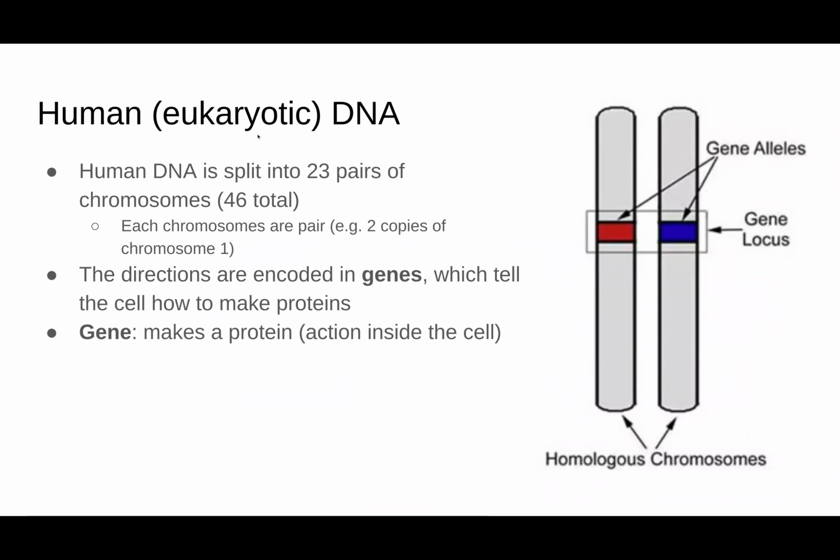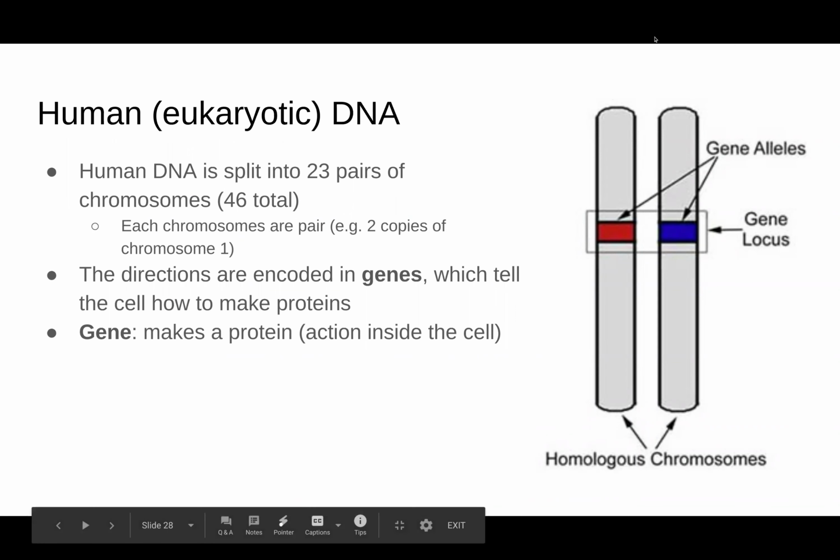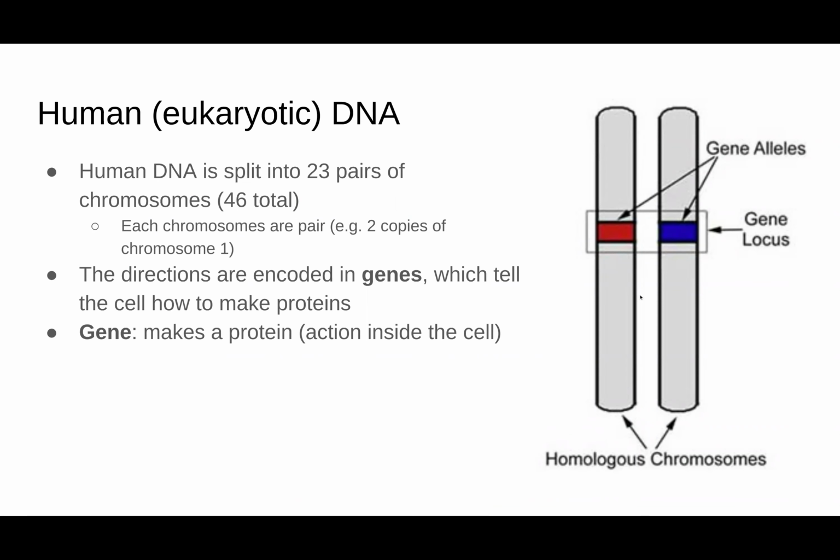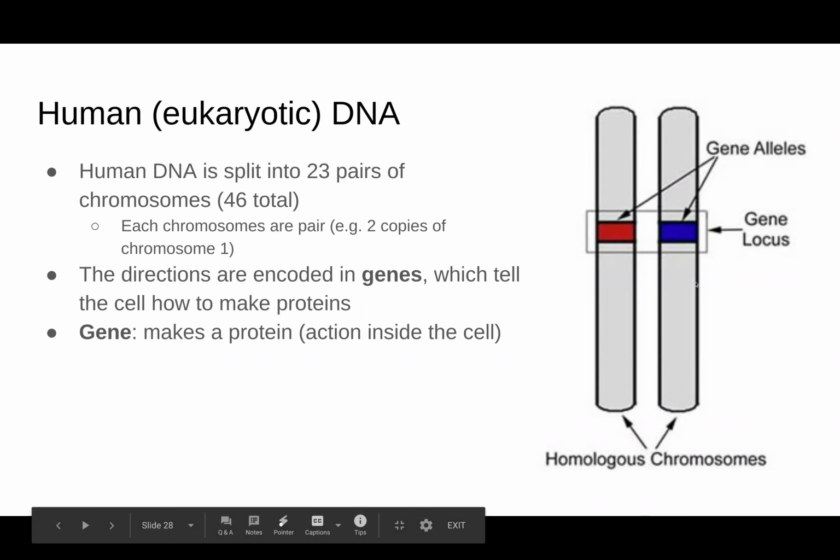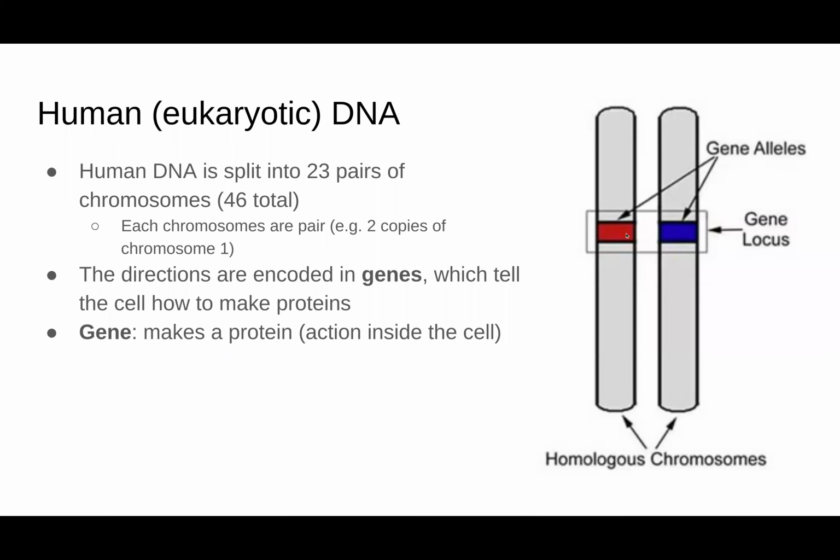Just as a reminder, 23 pairs, so you have 2 copies of every chromosome. Those pairs are called homologous chromosomes. Homo meaning the same, so they're identical to one another. So this could be chromosome number 1, and this would also be an identical copy of chromosome 1.